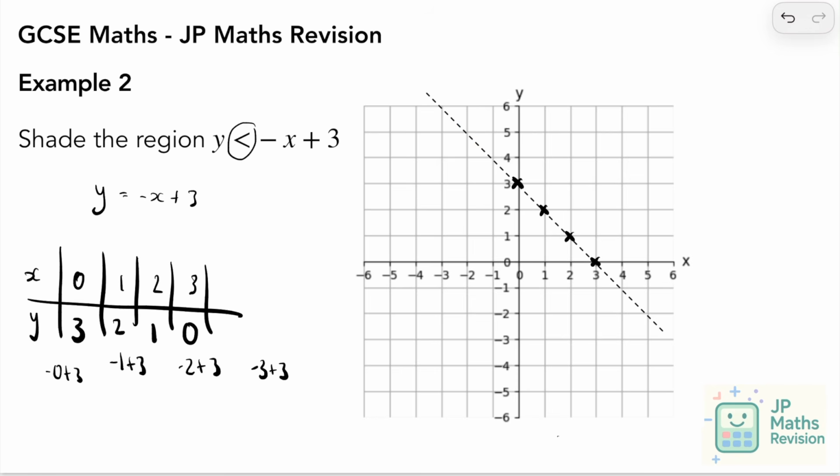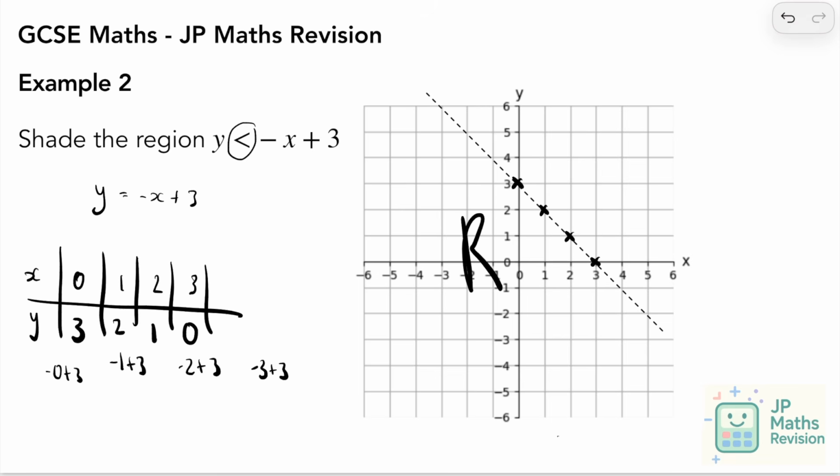So now when we're looking for the region, because y is less than -x plus 3, we're looking for the values that are below the line. Because it's less than, it's below. So this is the region we're looking at, because this is the area below the line. And we could check our answer is correct by picking a value in the region.